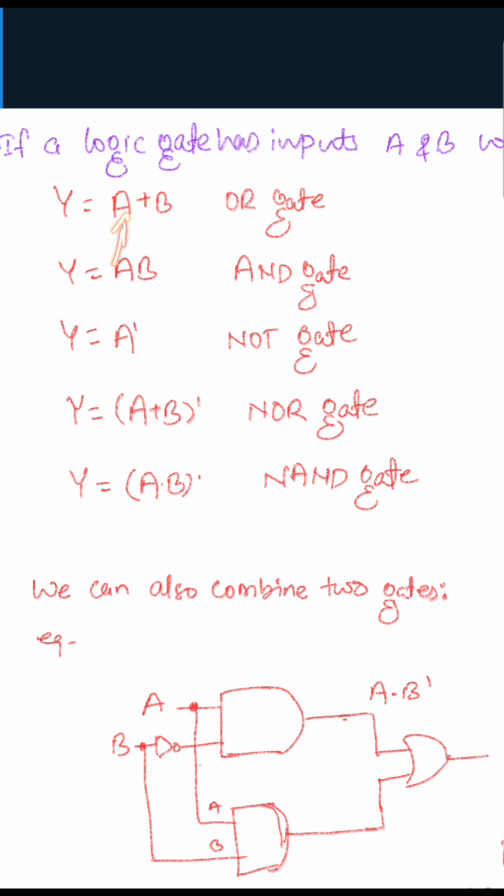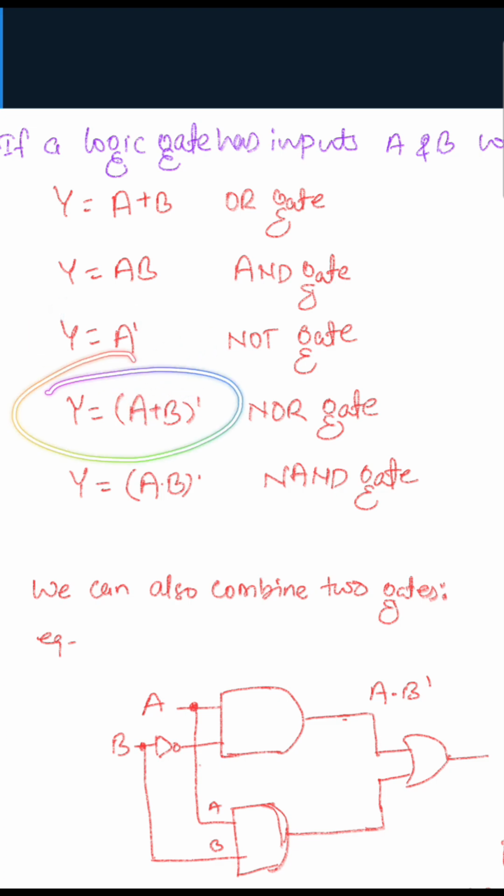And if the inputs are represented by a and b, for OR gate, y equals to a plus b is the mathematical representation of OR gate. Similarly, y is equals to ab is the representation. Here there is implicit multiplication sign, right, similar to the mathematics. And this is the representation of AND gate. Similarly, y is equals to a complement is the representation of NOT gate if the input is a. If the input is b, the output will automatically change to b complement, right?